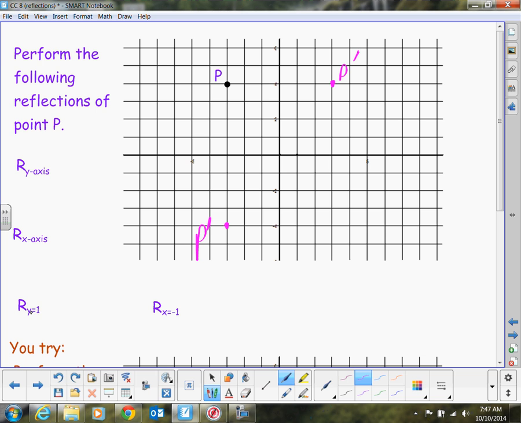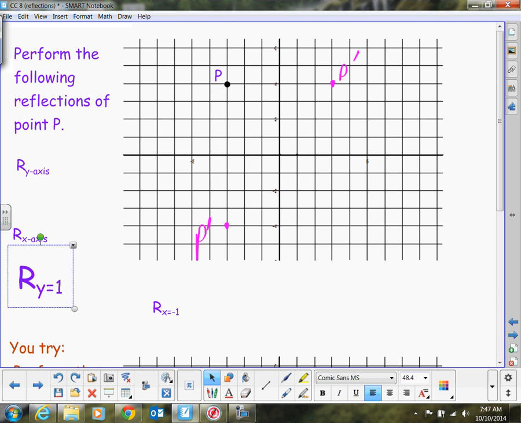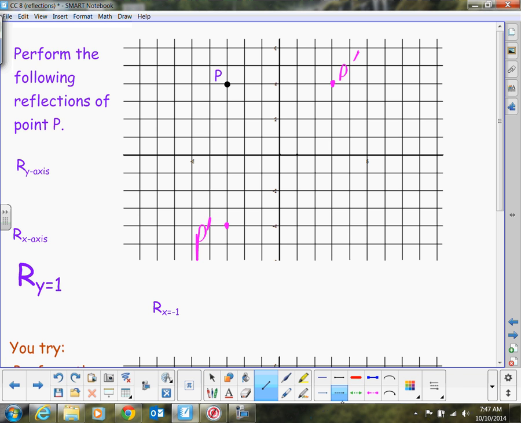All right, now this says reflect P over the reflection line y equals 1. How do I draw y equals 1? Is it horizontal or vertical? It's horizontal, passing through the y-axis at 1. Now, how many units is P away from that line? 3. It's above, so we're going to go 3 below this line. 1, 2, 3. So that is its reflection over y equals 1.